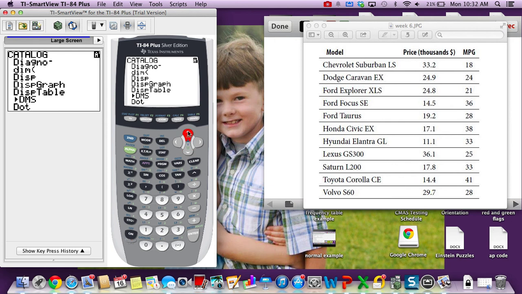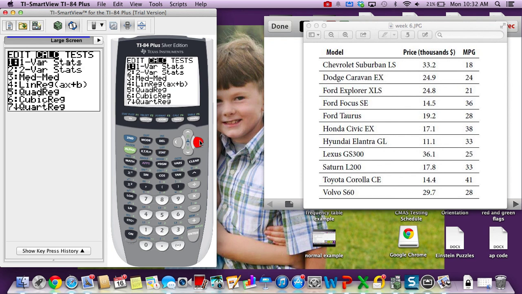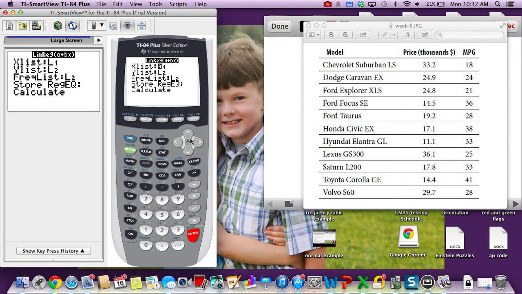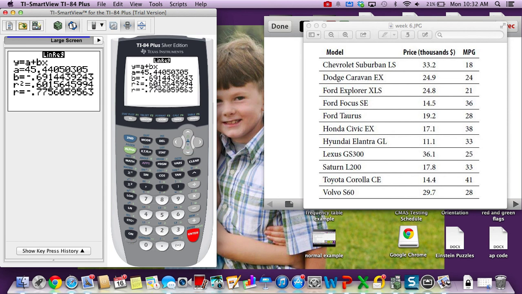So we go to catalog. We're going to find diagnostics on. We want to hit enter twice. Now, if I go to calculate my linear regression, now it will show me my correlation coefficient and my coefficient of determination.